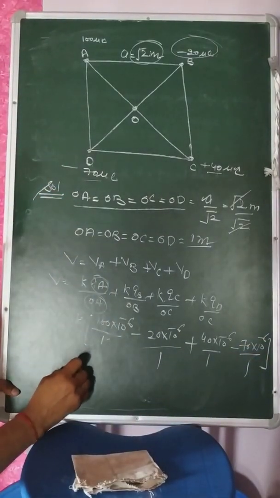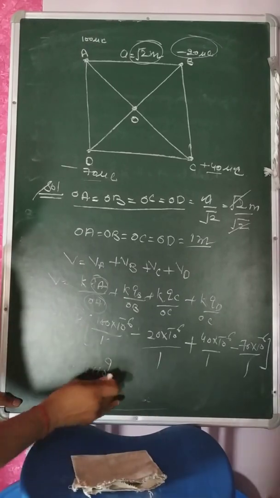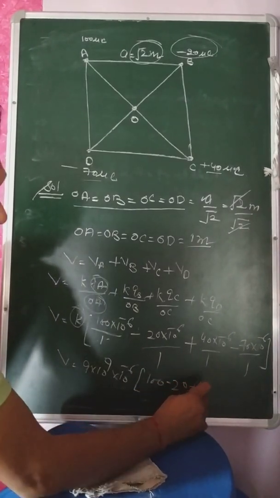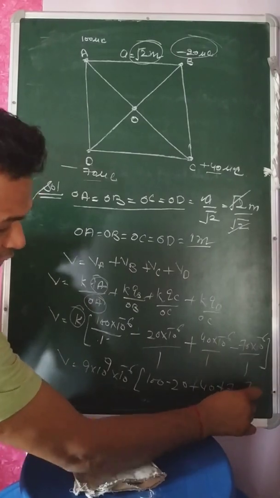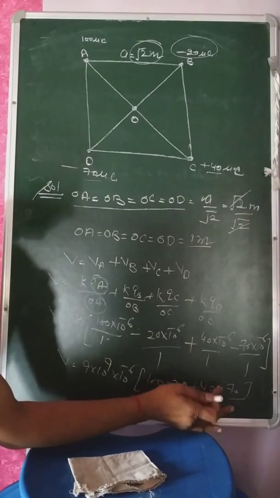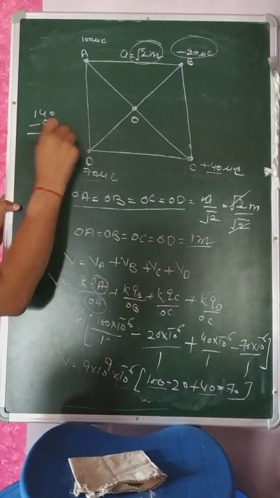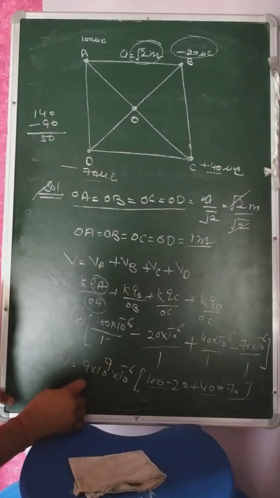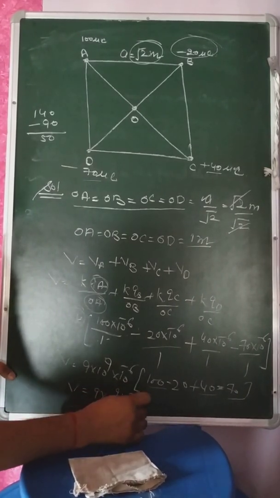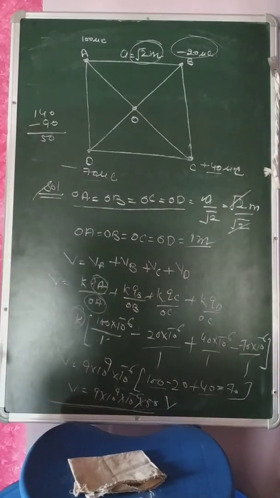So you can say V is equal to, substituting the value for K, a standard constant, 9 into 10 to the power 9. This 10 to the power minus 6 is also common, so you can say 100 minus 20 plus 40 minus 70. On solving all these values, 100 and 40 give plus 140, and the two negative charges give minus 90. So 140 minus 90, we will get 50. So V is equal to 9 into 10 to the power 9 into 10 to the power minus 6 into 50, and you can solve this equation right now.